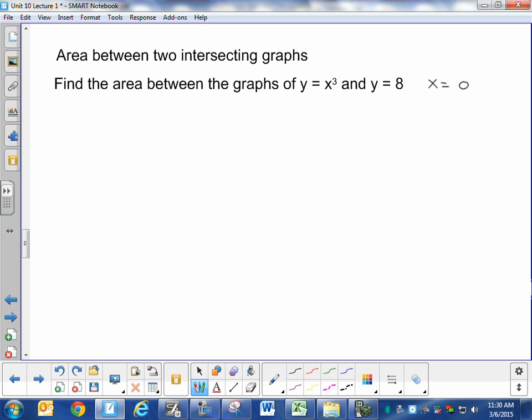Okay. Finding the area between two intersecting graphs. Find the area between the graphs of y equals x cubed, y equals 8, and x equals 0. Notice this one, I don't give you both x coordinates. I just give you one, x is 0. You're going to have to find the other one. It's not hard, but the key is maybe the sketch. So start by sketching.